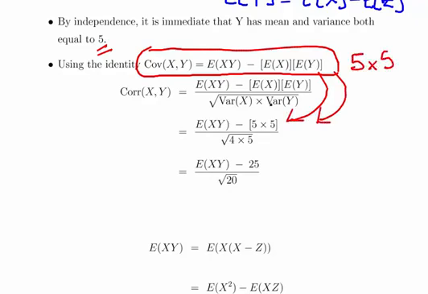Now the variance of x and the variance of y, we've just figured that out. We're given that, and we're given that. That's pretty much almost identical to the last question. So that's the square root of 20 there. So the thing we have to look at now is the expected value of x times y.